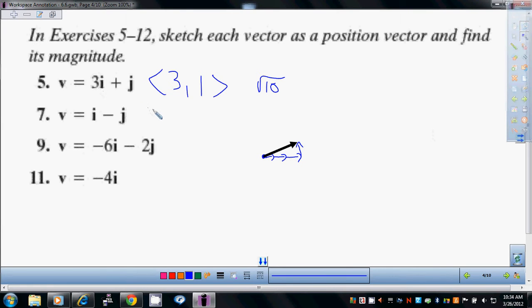Well, let's see. First off, let's draw it. Number 7, right 1 unit, down 1 unit. So there's your finished product. There's your actual vector. Maybe I should change colors.